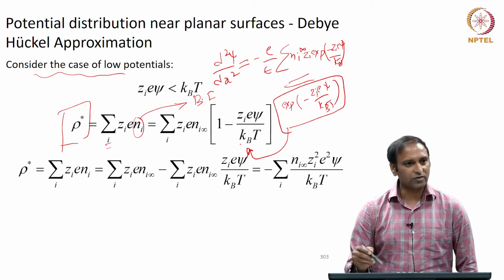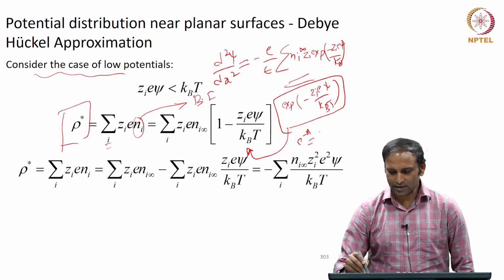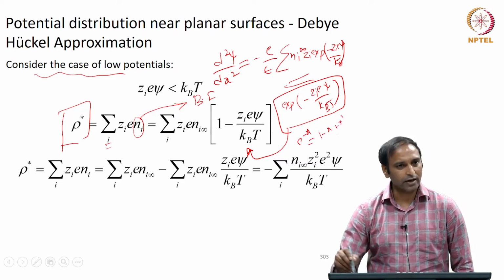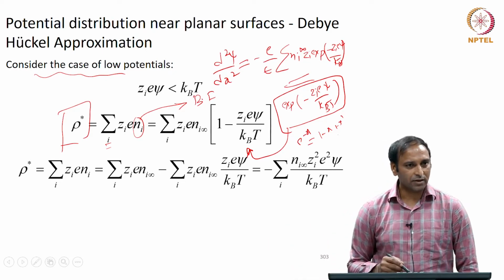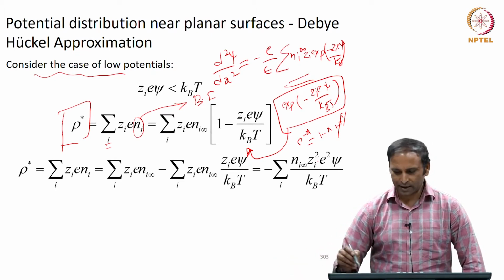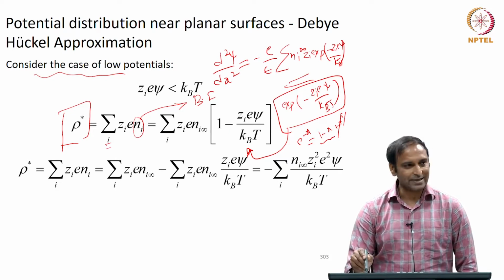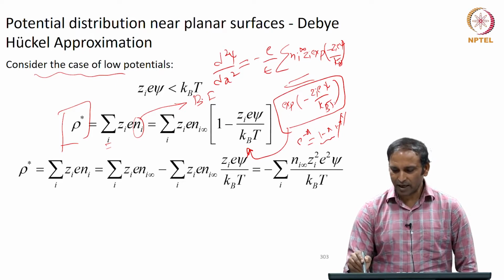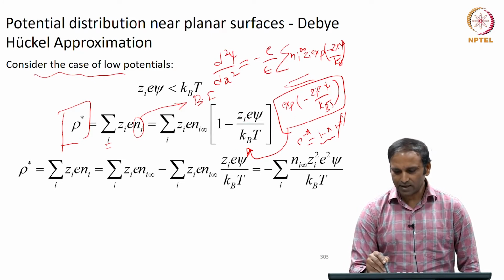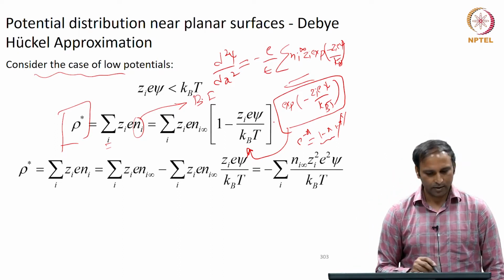Okay. So, that means if you have e power minus x, for example, okay, we know that I can write it as 1 minus x plus x square by 2, right, that is a series, right. I can omit all the higher order terms. Okay. I can restrict only to the first terms. Therefore, I can actually write e power minus x as 1 minus x. Therefore, this exponent minus of Zi E psi by kBT, I am writing it as 1 minus Zi E psi divided by kBT. Is that okay?